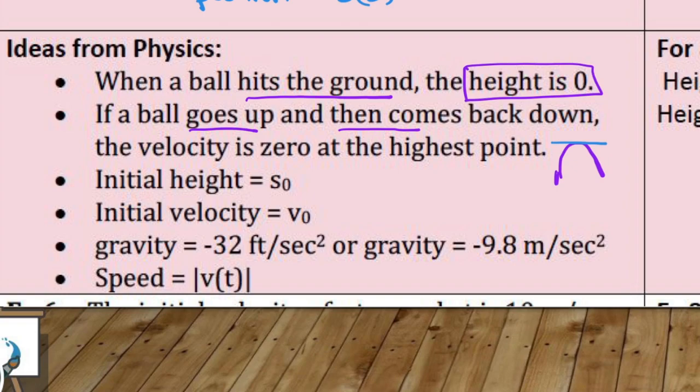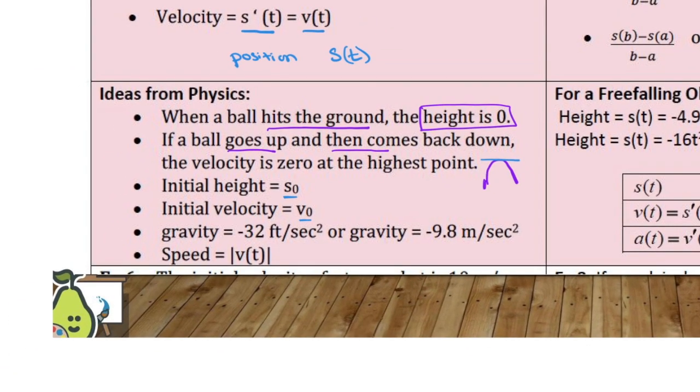Your initial height is called s naught. Your initial velocity is called v naught. Acceleration is just a fancy way to say gravity. We'll call that a of t. So acceleration with respect to t is going to be negative 32 feet per second squared if you are using the English system, and it's going to be negative 9.8 meters per second squared if you are using the metric system. Speed is the absolute value of your velocity.